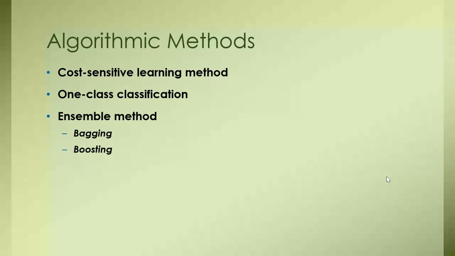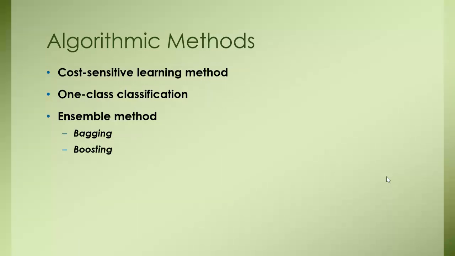Then is the boosting. Boosting uses the most difficult class to predict to train the classification model. The first classifier is trained with a random sample of the dataset. The class that has more misclassified records will be the majority class in the next sample, and so on. Now, this is about the algorithmic methods.